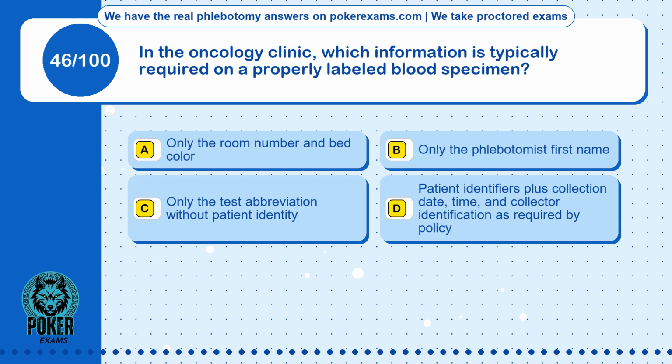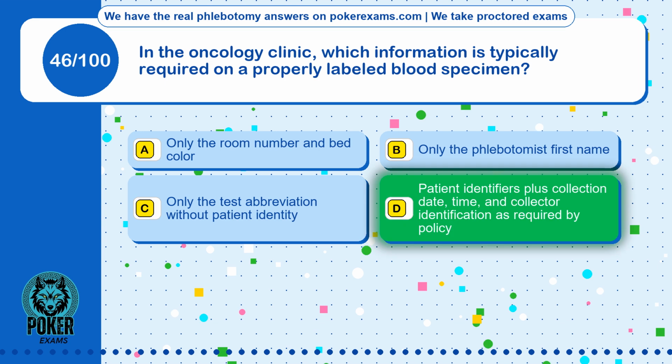Question 46. In the oncology clinic, which information is typically required on a properly labeled blood specimen? Option A. Only the room number and bed color. Option B. Only the phlebotomist first name. Option C. Only the test abbreviation without patient identity. Option D. Patient identifiers plus collection date, time, and collector identification as required by policy.